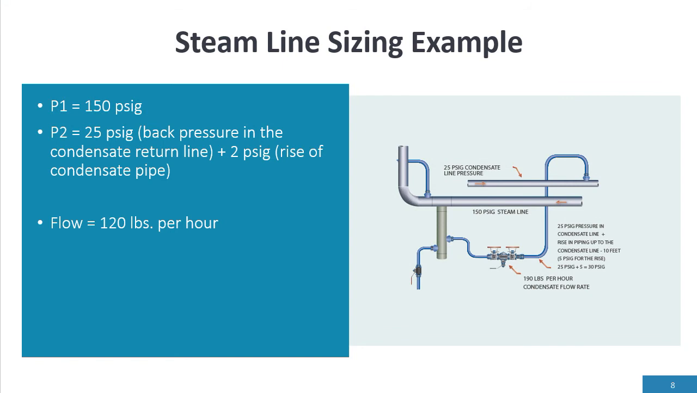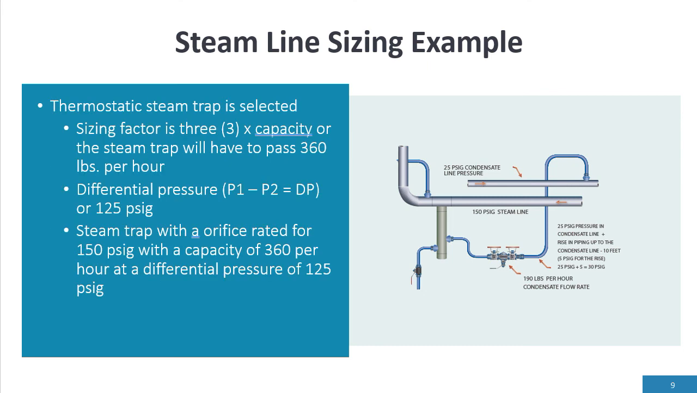Another example here is a drip leg steam trap, which is a common steam trap out there in operation. P1 is 150 psi. We have 25 psi back pressure, and 2 psi for the rise in the condensate pipe, because it's a 10 foot rise. So we really have 125 psi differential. My flow is 120 pounds per hour. The sizing factor is 3, so I'm going to use a thermostatic design steam trap. So 3 times my capacity, I have to pass 360 pounds per hour of condensate. My differential pressure is 125 psi.